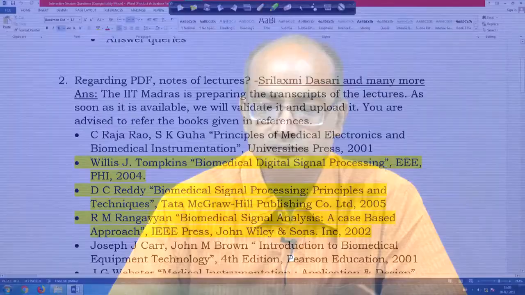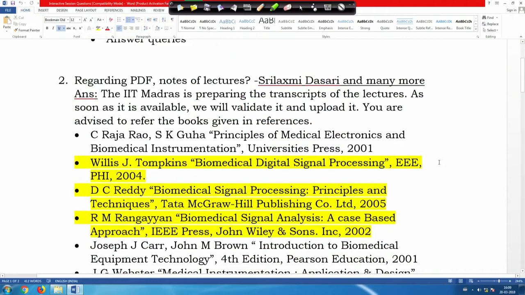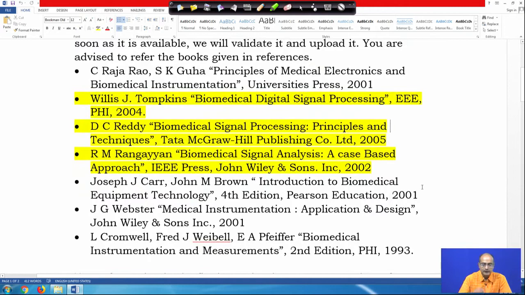And in the beginning of the course, I provided a number of references. When I went for the second phase, I also provided the references and added one more name. I would like to go through them once more. Out of these, the three books we have highlighted here are all on biomedical signal processing, and all three of them can be a text for this lecture course.